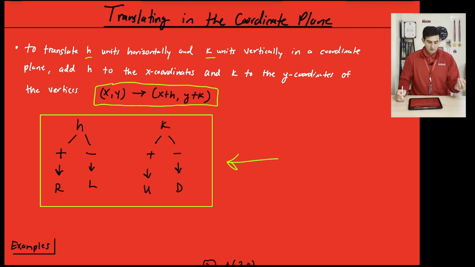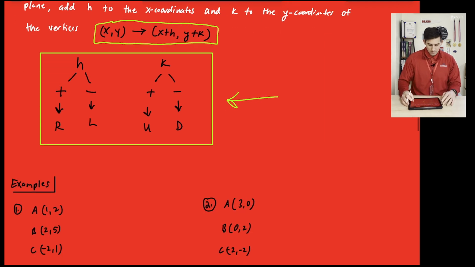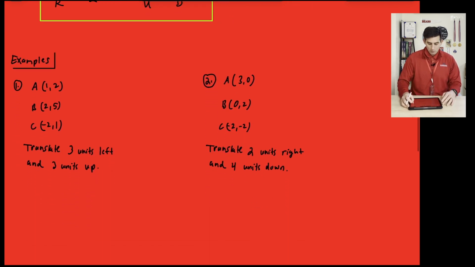If h is positive, we're going to move to the right. If h is negative, we're going to move to the left. For k, if k is positive, we're going to go up, and if k is negative, we're going to go down. Okay, so let's look at some examples here. We could look at this as shapes on a coordinate plane and physically move them, but we can also just look at the coordinates and perform the translation by following how many units it's telling me to move and just adjusting the coordinates. So number 1, we have 3 vertices: (1, 2), (2, 5), and (-2, 1).